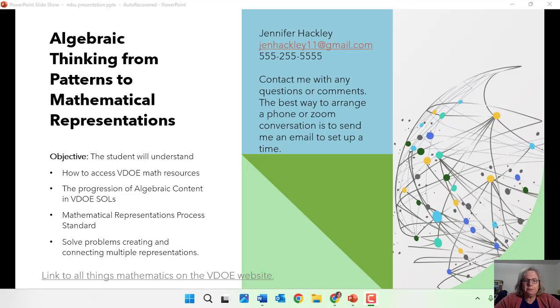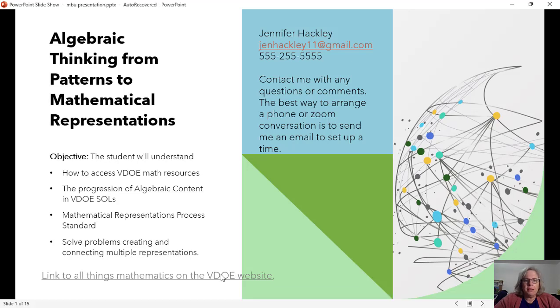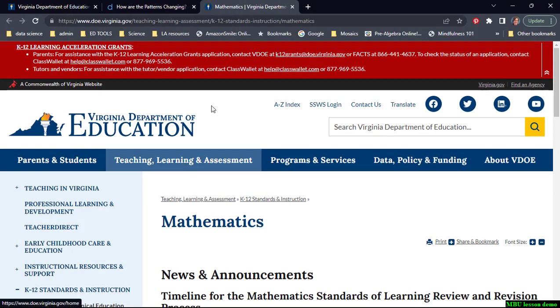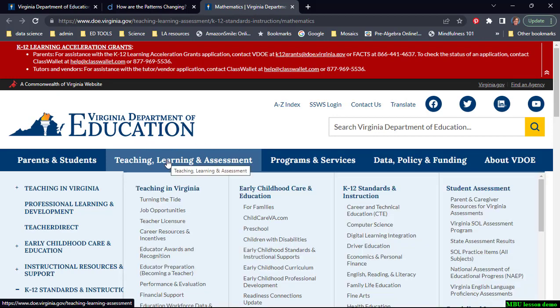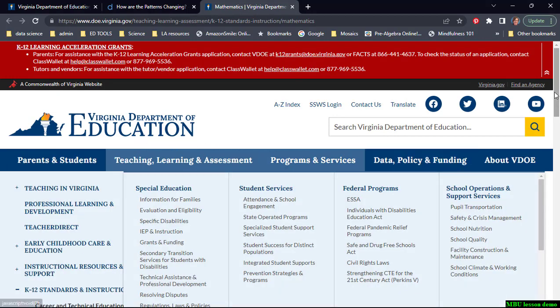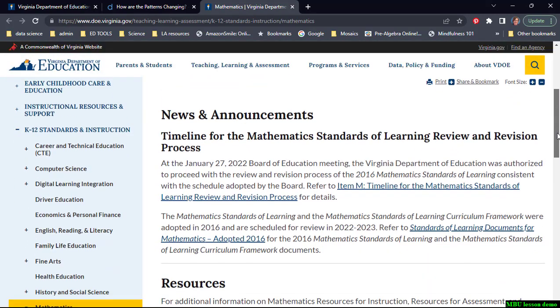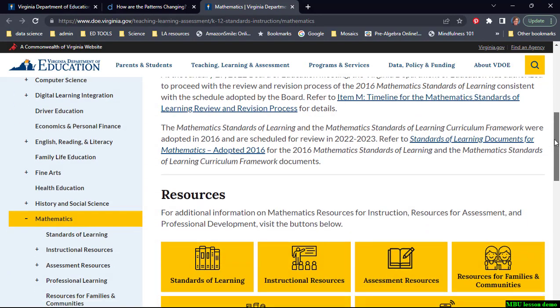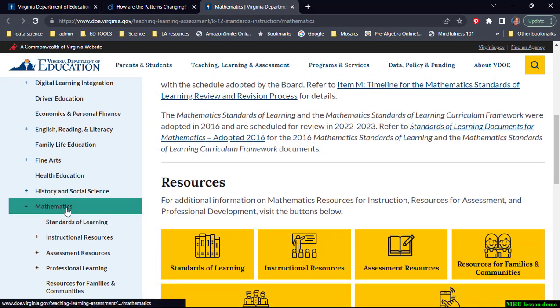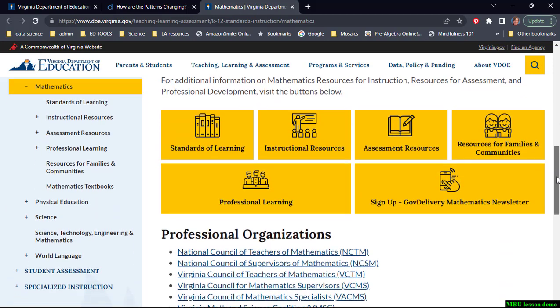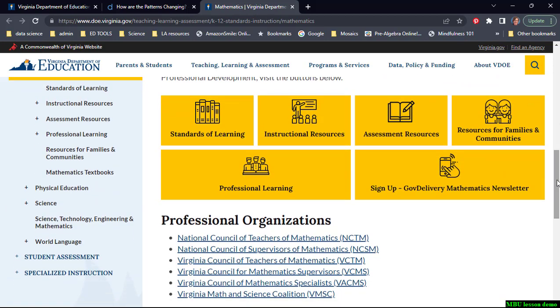So anyway, let's go ahead and go to the website for Virginia Department of Ed so I can show you all these great things. Okay, so if you go to Virginia Department of Education and then click on Teaching, Learning, and Assessment, and then scroll down on the side, all the way down to Mathematics, under Standards and Instruction, you're going to find a whole bunch of stuff. It's also listed right here on these yellow boxes.